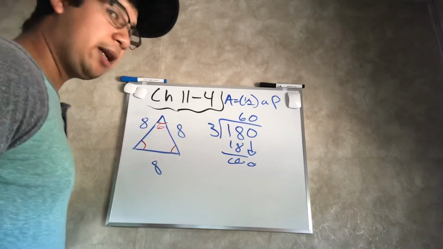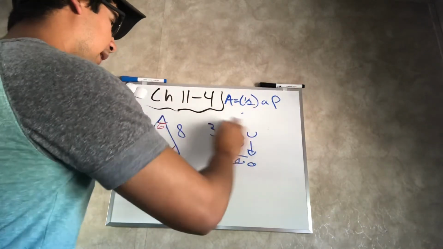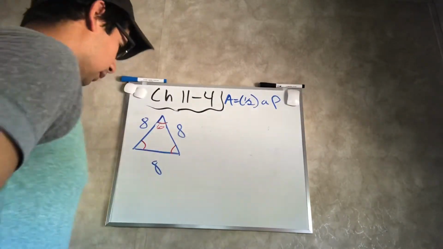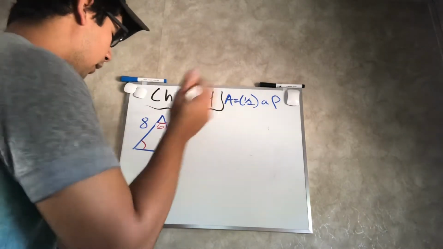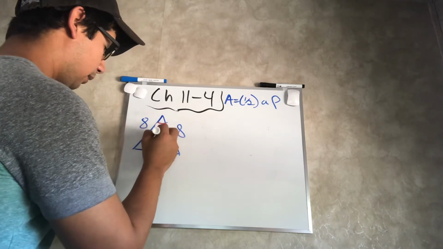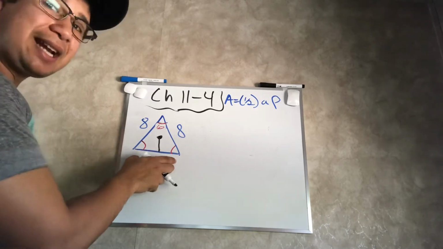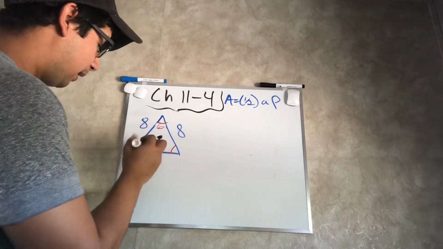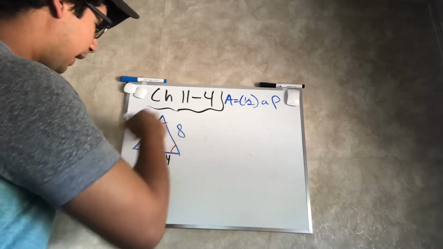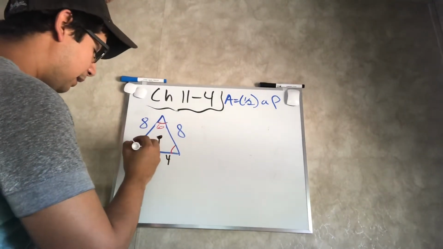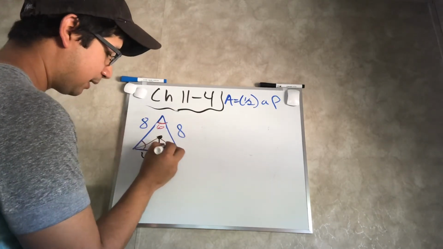Now I do need to find my apothem, my letter A. To do that, I'm going to try and draw it. So let's say my apothem is right here. Now remember, my apothem cuts this line segment in half. So we have that this part is 4 and this other part is 4. And 4 and 4 is 8, and that's okay. And then we know that it bisects this angle in half, and it bisects this angle in half.